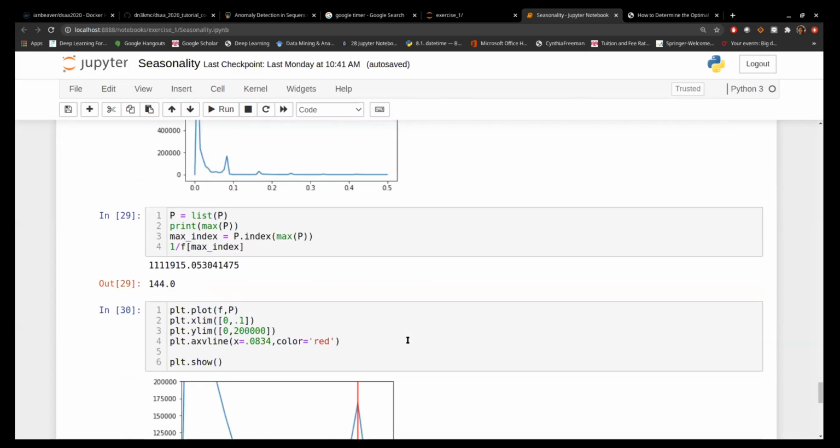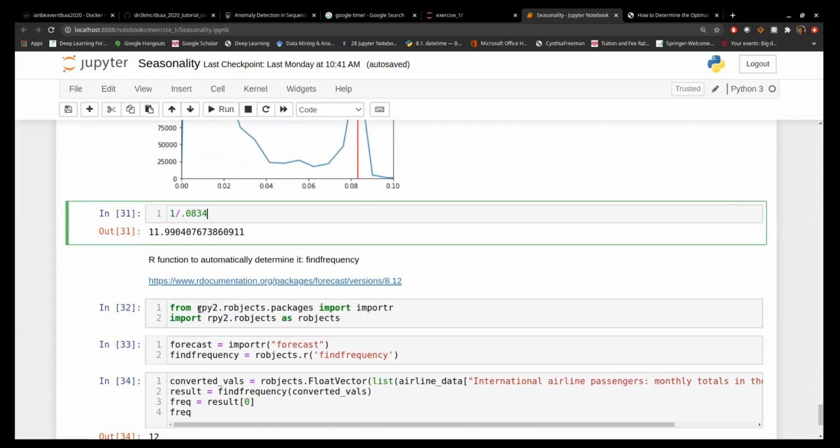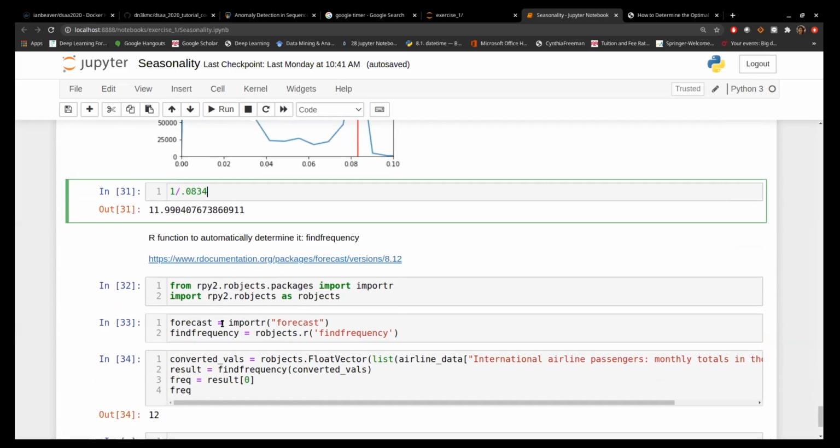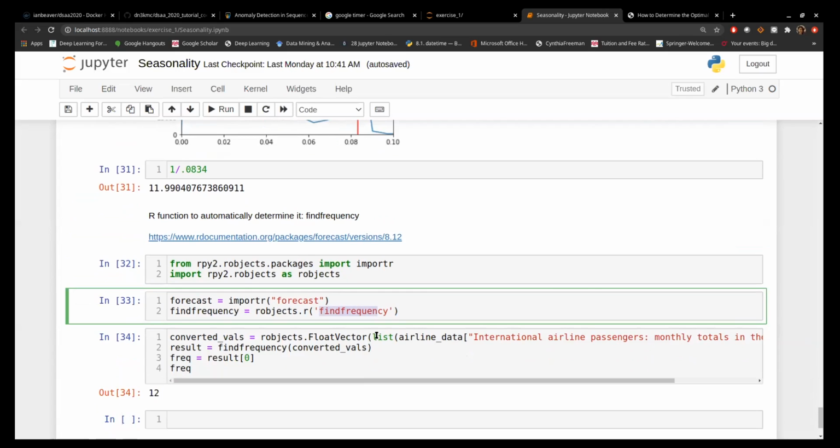Now I'm going to try the R function findfrequency. I'm going to use the Python library rpy2, which provides a nice Python interface to the R language. So I import the library forecast, which contains that function findfrequency. It is very odd that a function named findfrequency does not actually return the frequency. It returns the periodicity in this case. I don't know why they chose to name it this way, but keep that in mind.